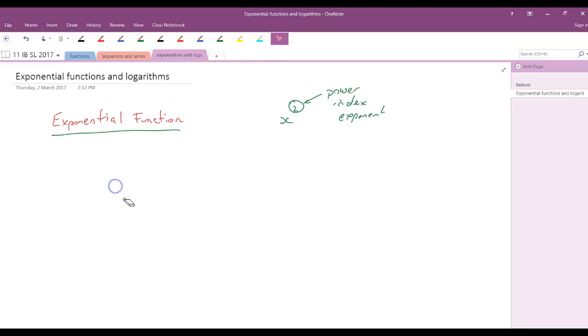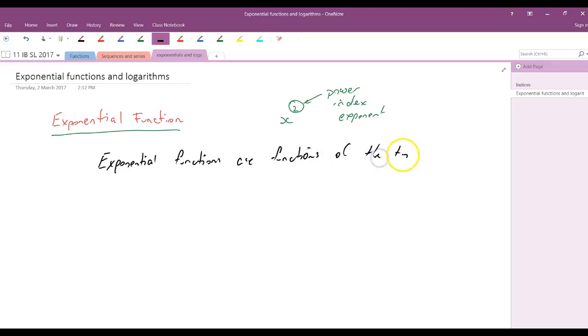I just need to write that out. Exponential functions are functions of the type y equals a to the power of x, where a is a constant.